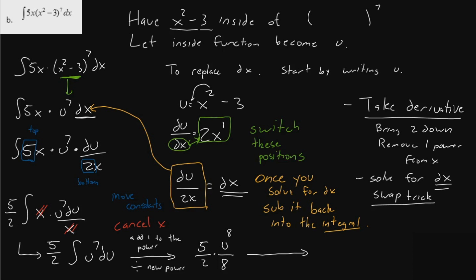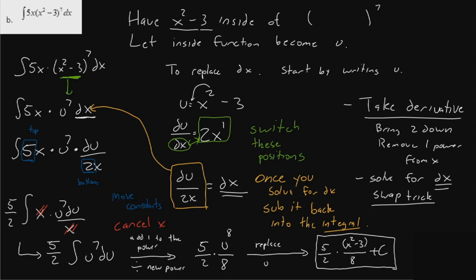And now the last thing we do is replace our u. So at the very beginning, we said u was x squared minus 3. So our final answer is going to be 5 halves times (x squared minus 3) to the 8th over 8, and we will put on a plus c at the end. And there we have it. That's how we do the integral.